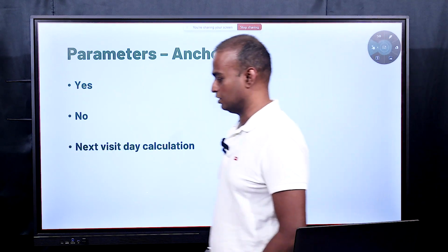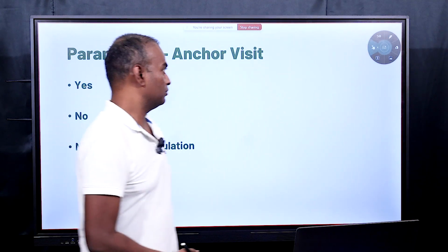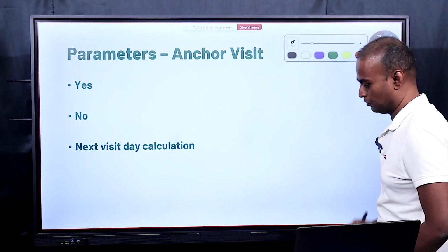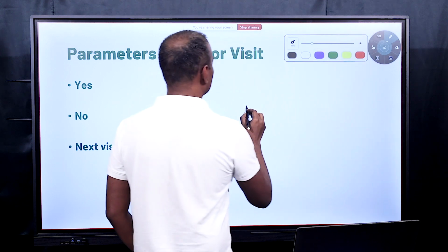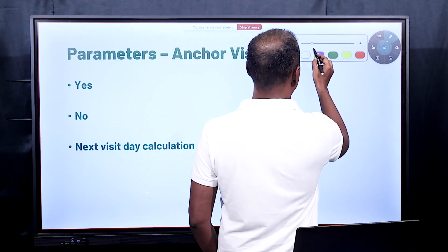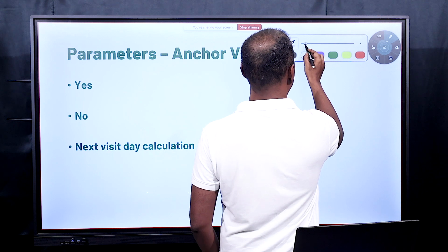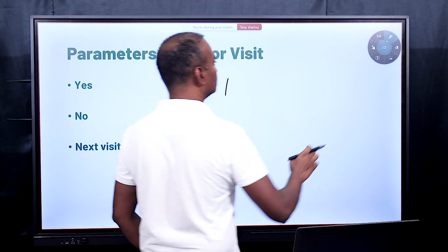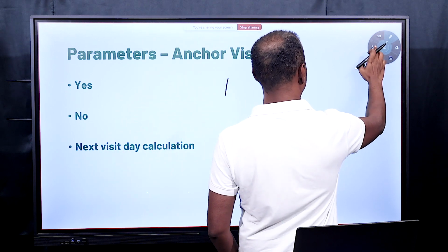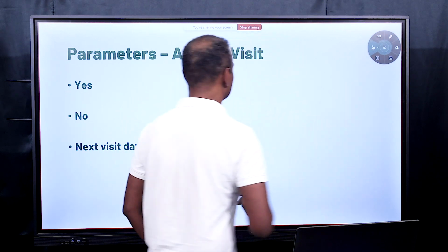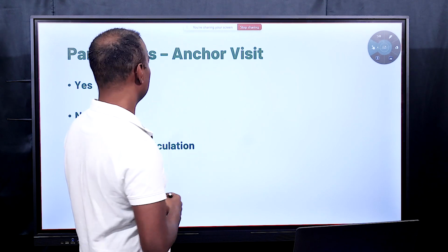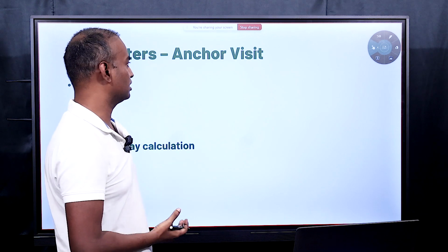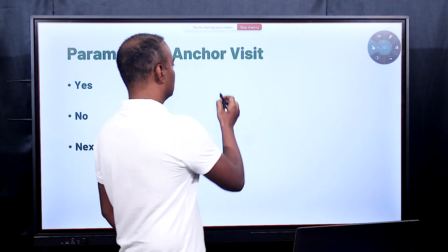Next one is anchor visit. It is very important to understand anchor visit. For that we will take a scenario. I am reducing the size of the pen. Is this small line visible to you? Yes. So coming to anchor visit, we will take an example. If we know it by an example, it will be very easy. After that we will come to the definition.